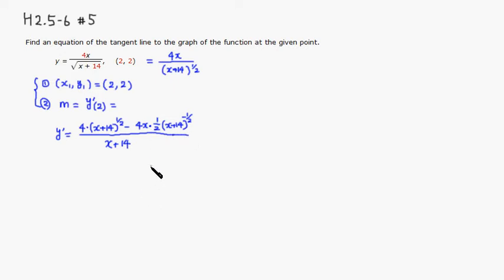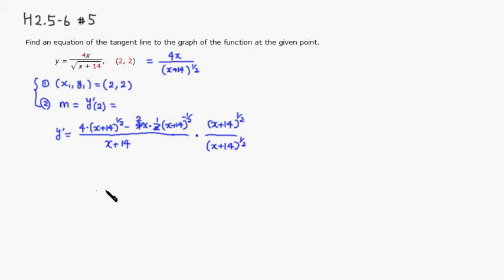The first thing I would do is clean up. There's a 2 here and a 4 on top, so there's going to be 2 left over here. Another thing is that I don't like having this negative power. The easiest way to get rid of that is to multiply by its reciprocal, which is quantity x plus 14 raised to the 1/2 power. I'm going to do exactly the same thing down here so that I don't change the quantity. This is just like multiplying by 1.